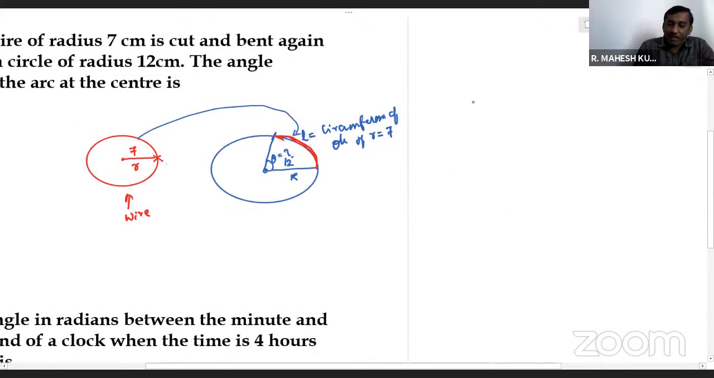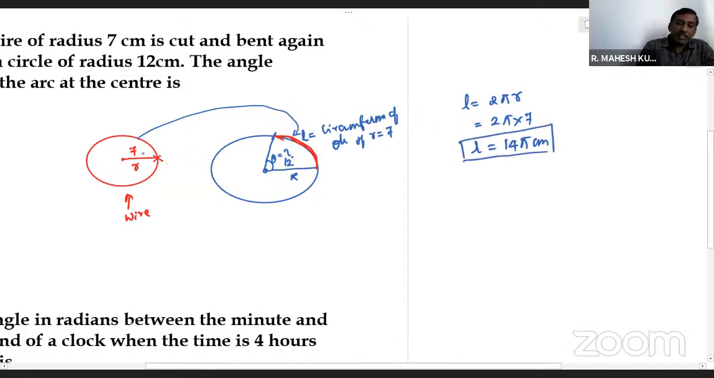Now L, the length of the arc, is nothing but the circumference of the circle. It is going to be 2 pi r. So it is going to be 2 pi into 7, which is 14 pi centimeter. This is going to be the length of the arc, right? So you cut the circumference and made it an arc of a new circle. Therefore the length of the arc is going to be the circumference of the circle I have drawn. So now you need to find out theta. The radius of the new circle, I am going to use capital R.